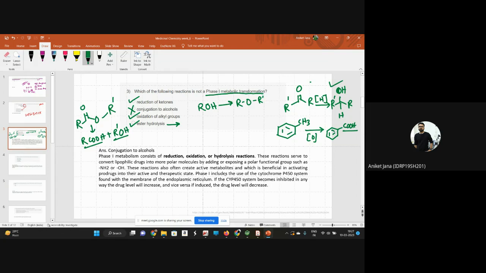So in all other three reactions we are getting a polar compound, a polar substrate, starting from the non-polar one, but in case of the conjugation of alcohol, we are going from polar to non-polar one. So this is the exception one and not a phase one metabolic transformation.